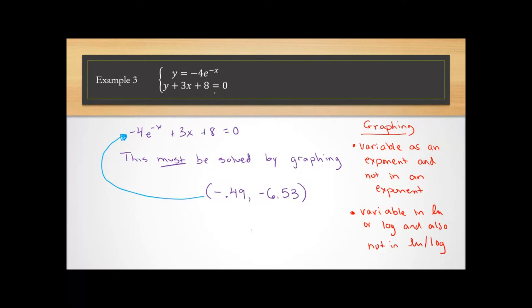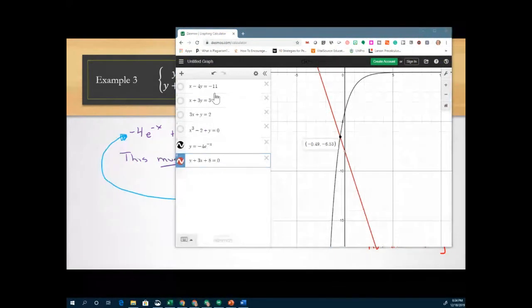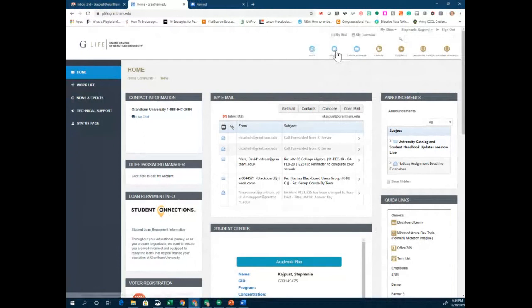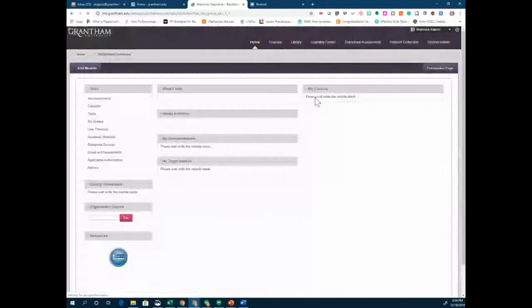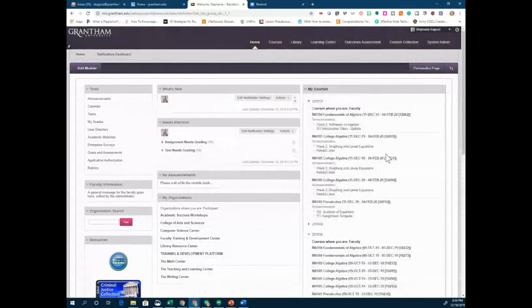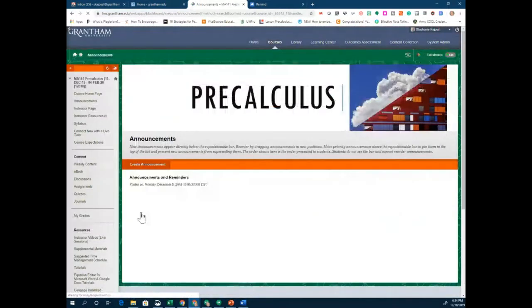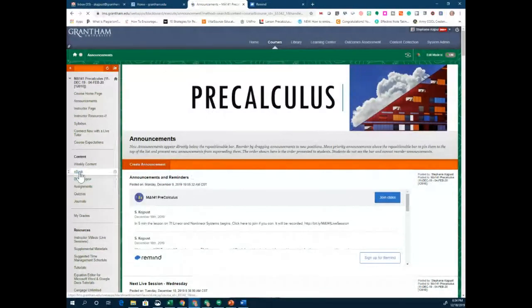I'm going to open up the textbook because the textbook has some really great examples of ones that you would have to solve by graphing. It's going to take a while because the textbook always takes forever for me to open up. But hopefully it saved where I last was.